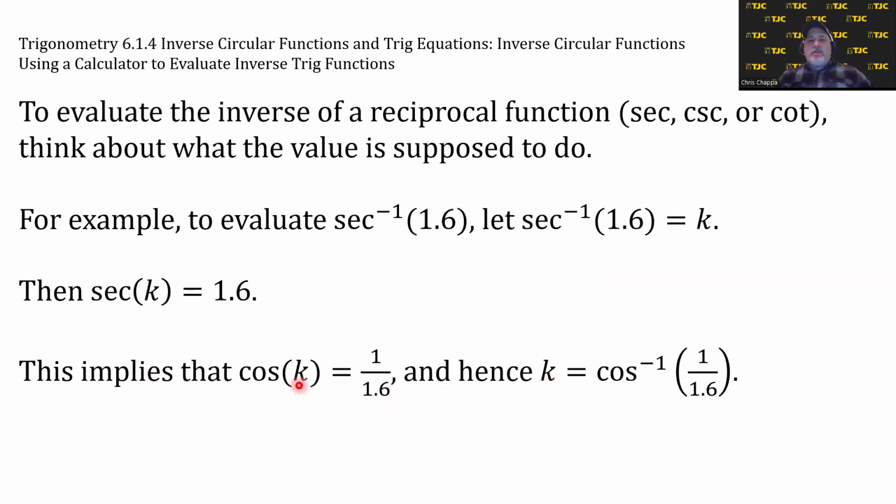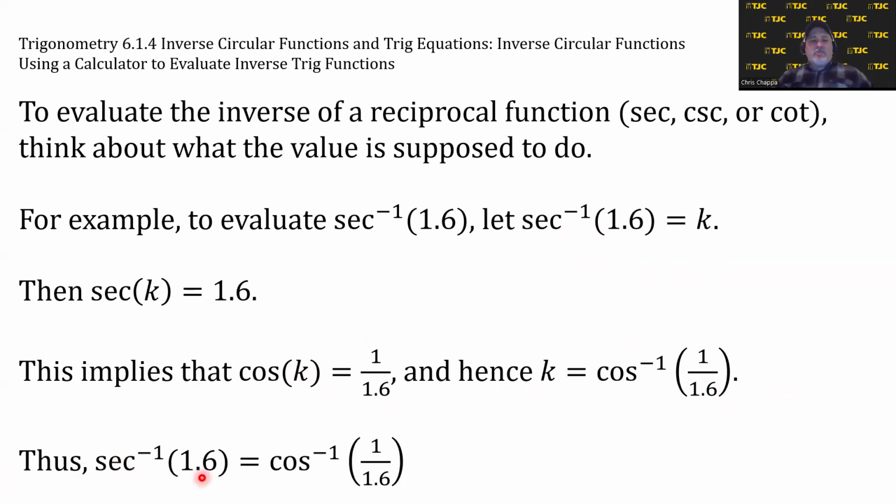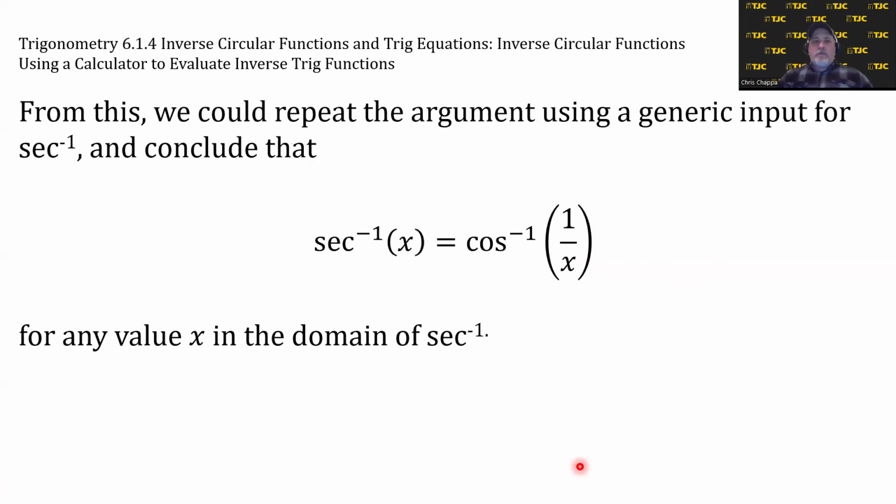And hence, if we do inverse trig here, k is cosine inverse of 1 over 1.6. But k was secant inverse of 1.6. So if we equate these two inverse trig expressions, we get secant inverse of 1.6 equals cosine inverse of 1 over 1.6. Now from this, we could repeat the argument using a generic input for secant inverse and conclude that secant inverse of x equals cosine inverse of 1 over x for any value x in the domain of secant inverse.